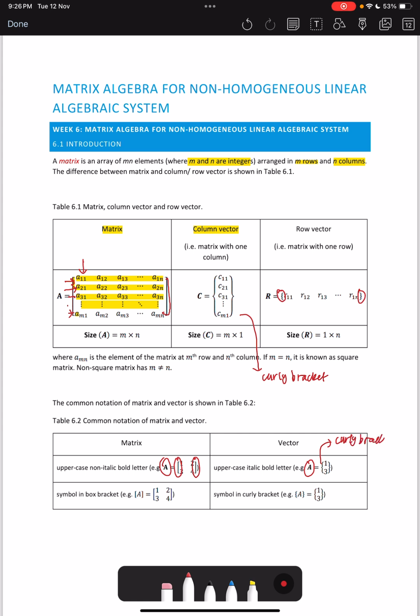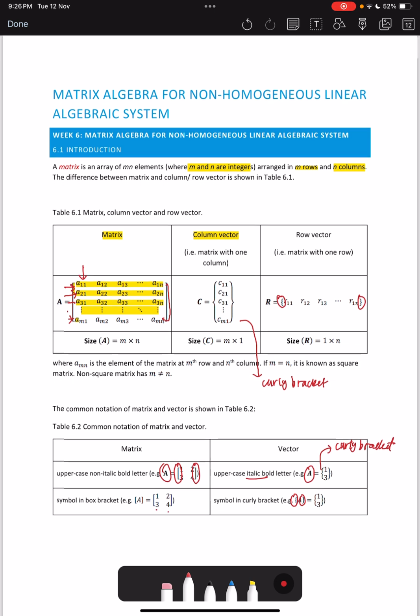Okay, the symbol will also have the curly bracket like this, and it is italic. Okay, and the matrix format is just a normal box format of the matrix like this.